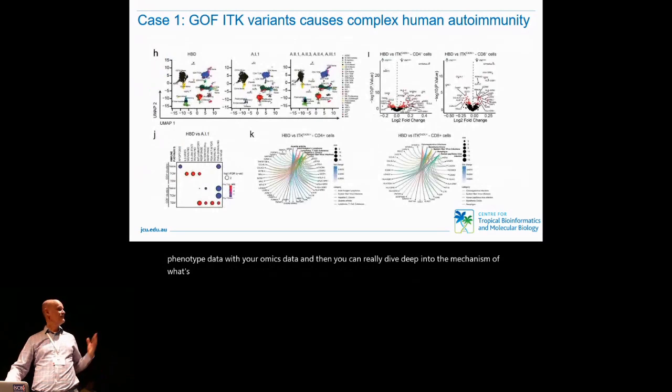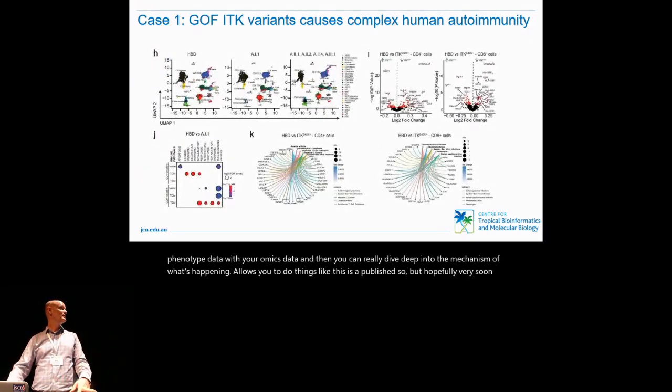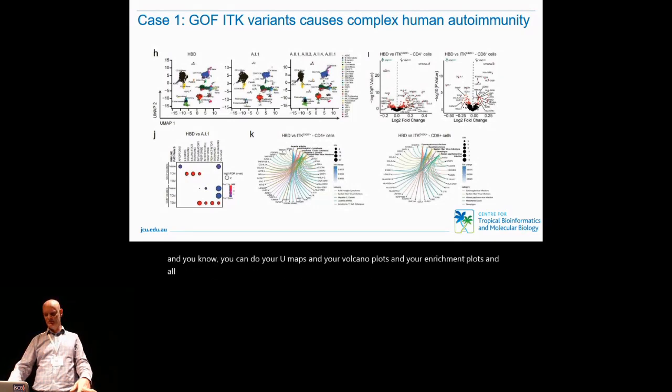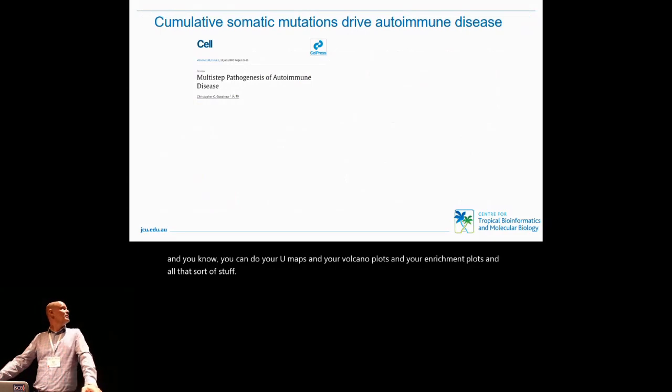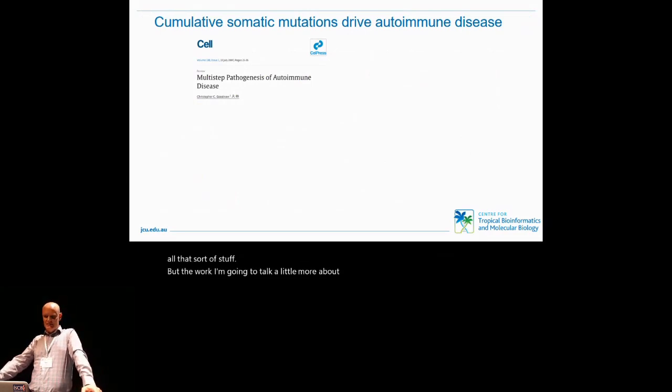Allows you to do things like this. This isn't published, but hopefully very soon. And you can do your UMAPs and your volcano plots and your enrichment plots and all that sort of stuff. But the work I'm going to talk a little more about is the somatic mutation.